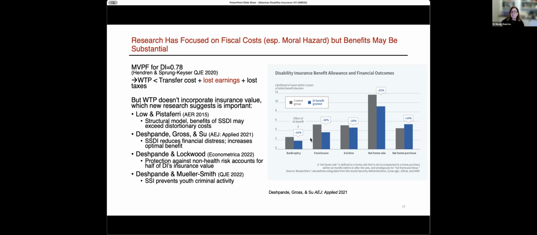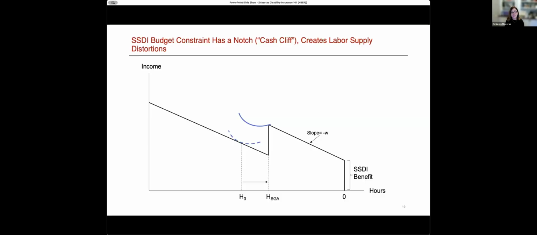Okay, this is a really, really big deal. It's hard to overstate how important this program is for people. And I think that's all I'm going to say about that.